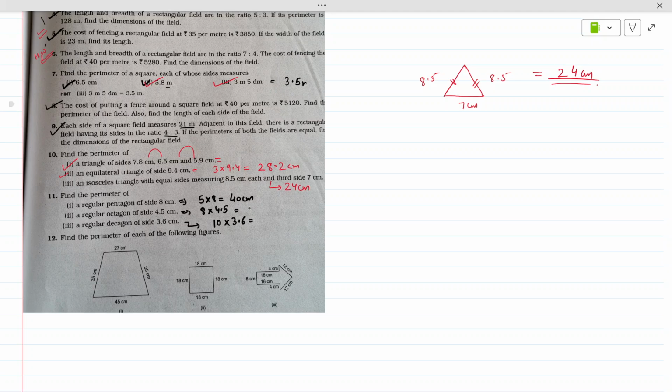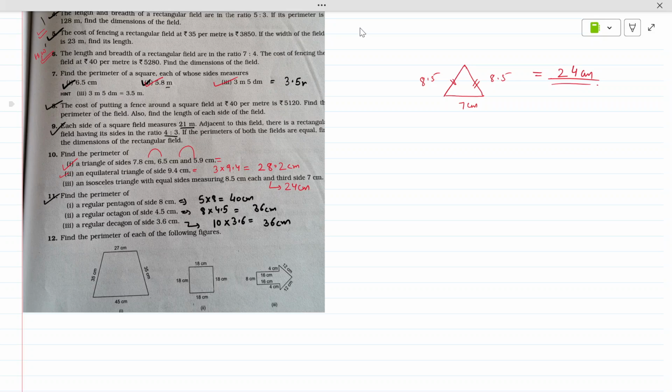So you multiply 8 with 4.5 and we will get 36 centimeter, and here this is 36 centimeter again. These are the perimeters because it is the sum of the sides, so we can directly find it out.